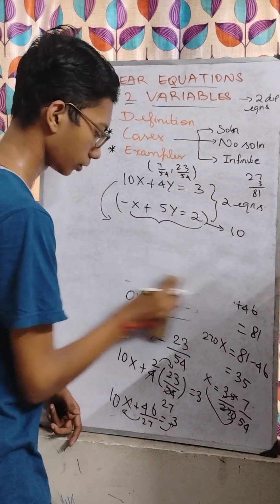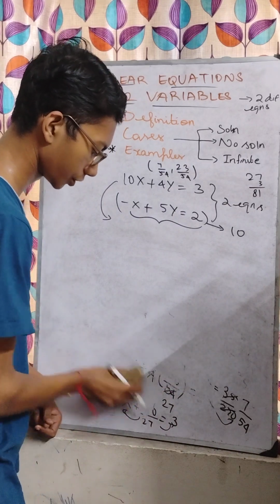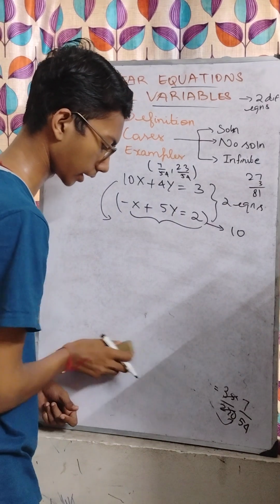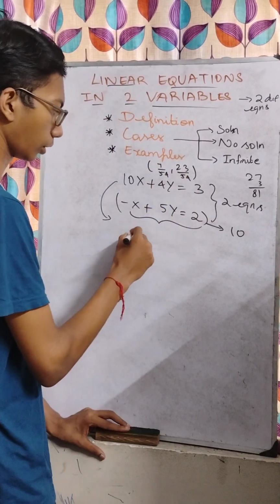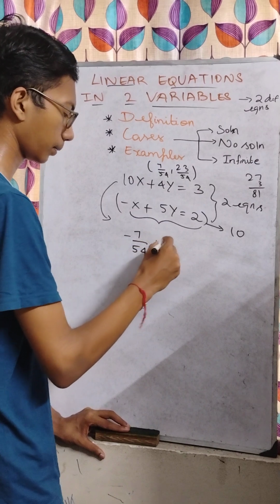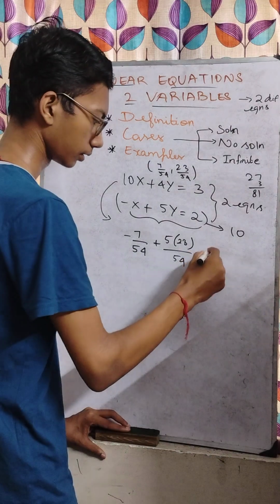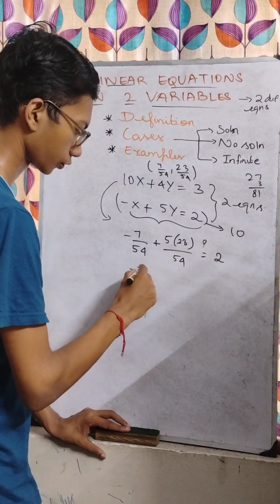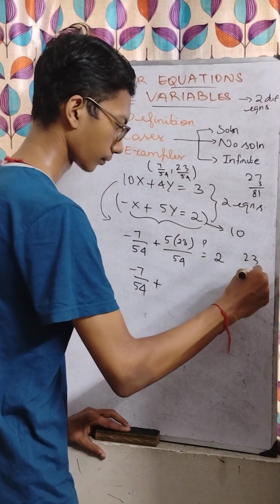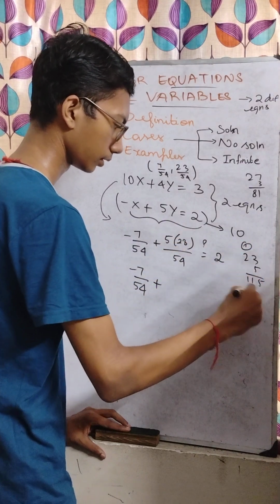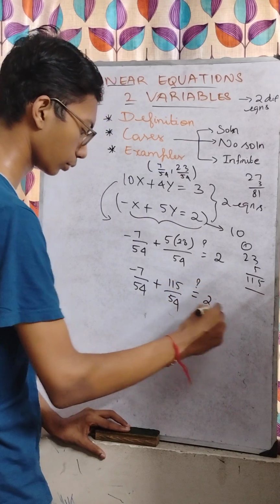So that's one way to solve linear equations in two variables. To check if your answer is correct, you can just substitute the answers in the other equation. Now, minus 7 by 54 plus 5 times 23 by 54. We do not know if this equals 2. So minus 7 by 54 plus 23 times 5 is 115, so 115 by 54. We have to check if this is equal to 2.